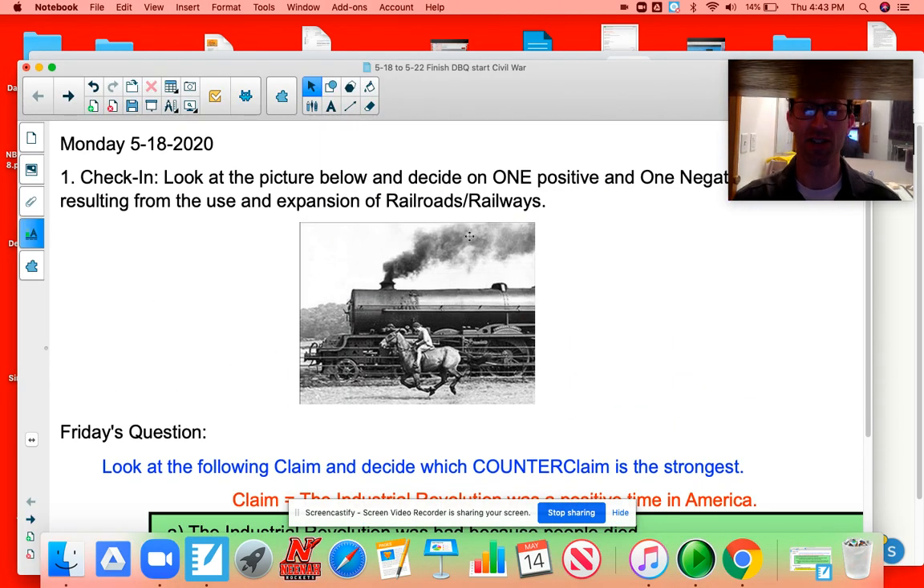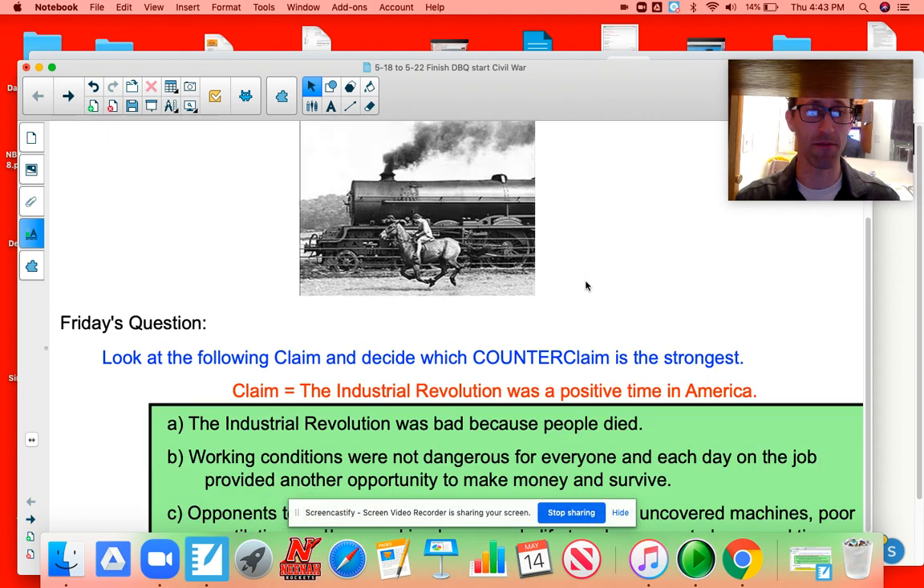All right, your next day's check-in question. Look at this picture, railroad and horseback rider. What is one positive, one negative impact this had on America?